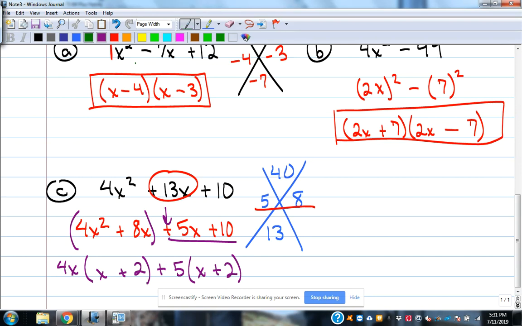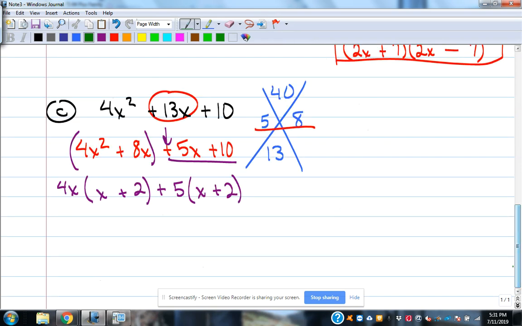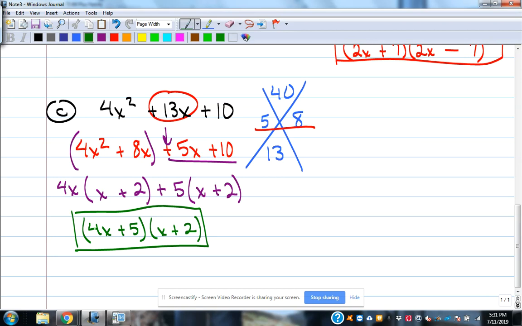Okay. And then that means our final factors for this would be 4x plus 5 and x plus 2.